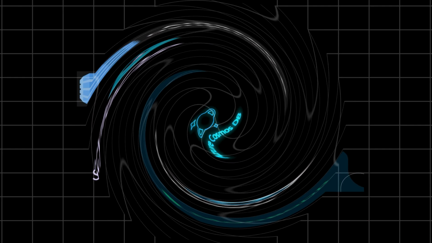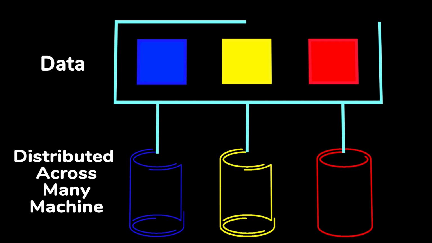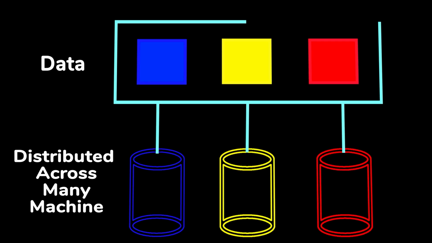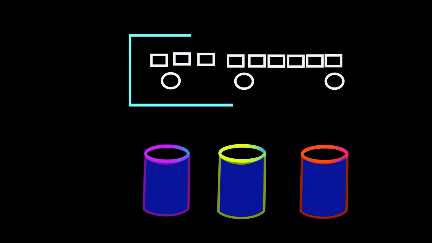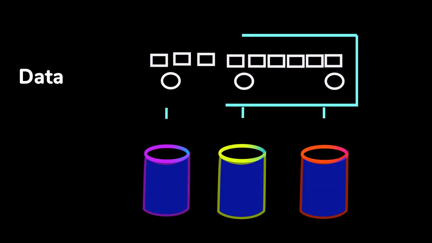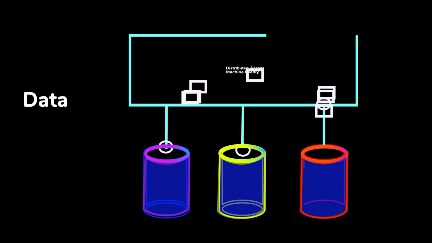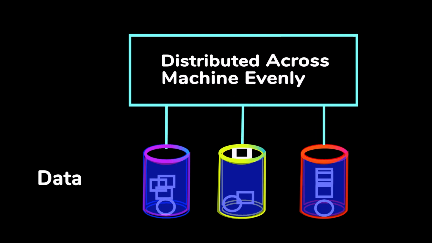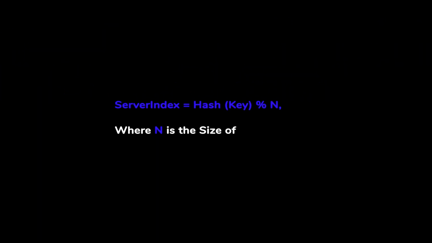Let's dive right in. In a large-scale distributed system, data does not fit on a single server. It is distributed across many servers. This is called horizontal scaling. To build such a system with predictable performance, it is important to distribute the data evenly across those servers. A common method to distribute data as evenly as possible among servers is simple hashing.